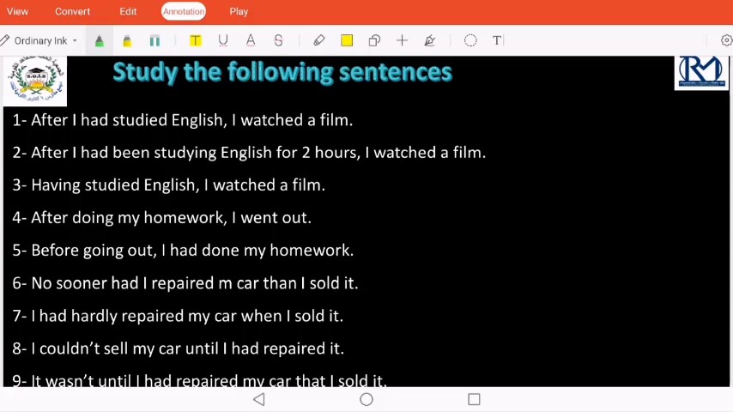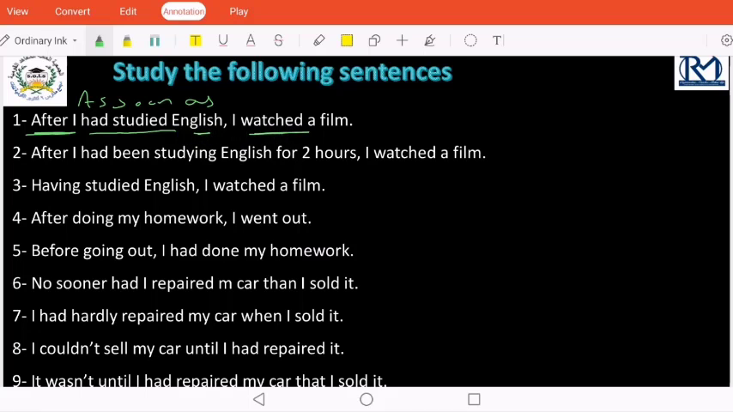Let's see right now. The word after is equal in meaning to the words as soon as. Again, the word after is equal in meaning to as soon as. After I had studied English, so after here is followed by the first action. After I had studied English, I watched the film.